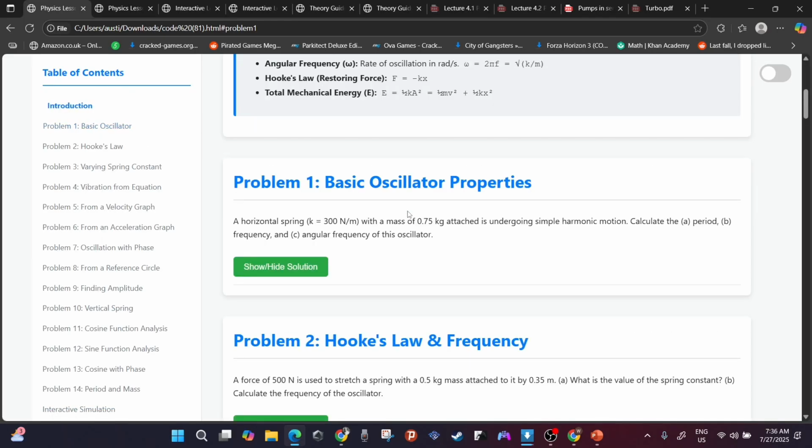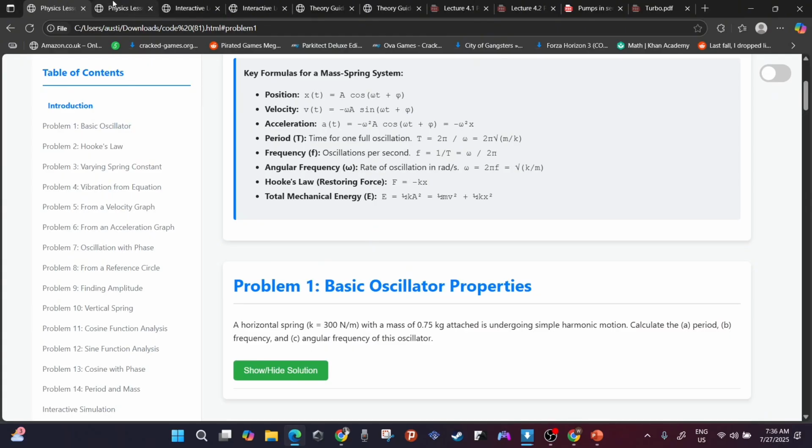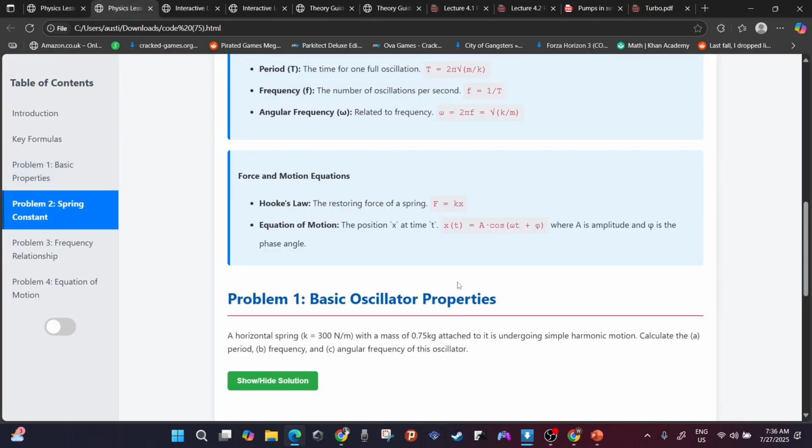Okay, most of them seem to have the same question, but let's just do this question. They tell us that a horizontal spring with a spring constant of 300 newtons per meter with a mass of 0.75 kilograms attached to it is undergoing simple harmonic motion. So we need to calculate the period, the frequency, and the angular frequency of this oscillator. We're going to be sticking very close to our formulas.